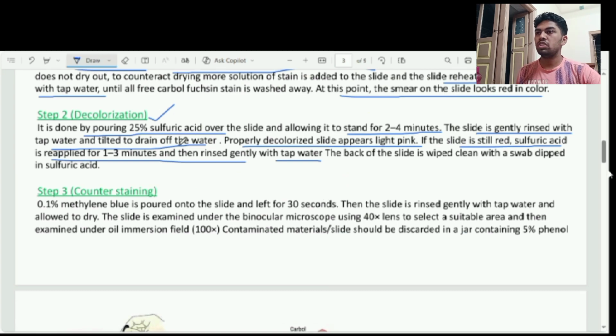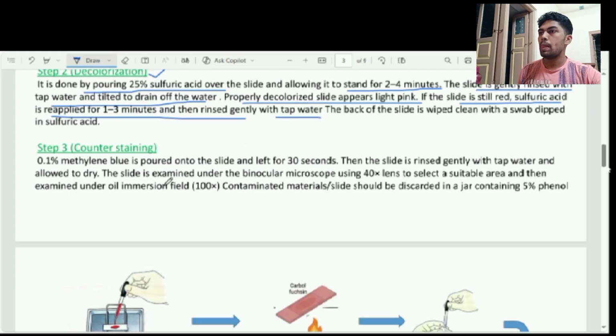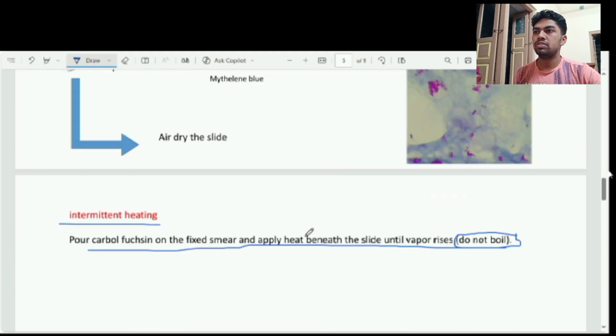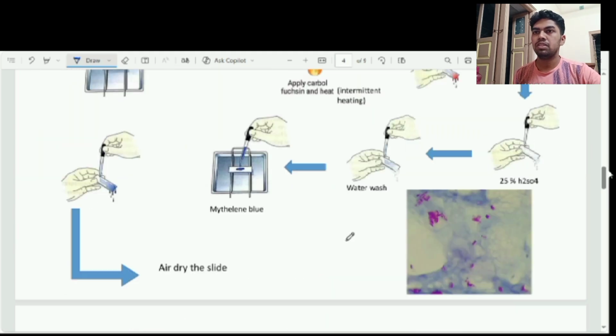So this concentration of the sulfuric acid is very important as a decolorizing agent. This is 25% sulfuric acid for decolorization. Now we are using the counter stain. So 0.1% methylene blue is poured onto the slide and left for 30 seconds. After 30 seconds we will gently wash under the tap water and allow it to dry, and after drying we will see this in 100x, and how it will look like this.